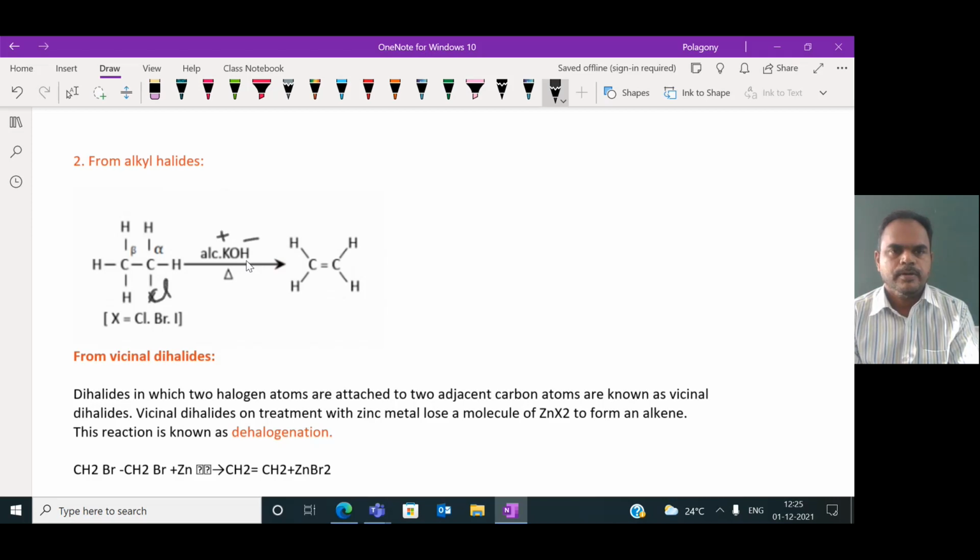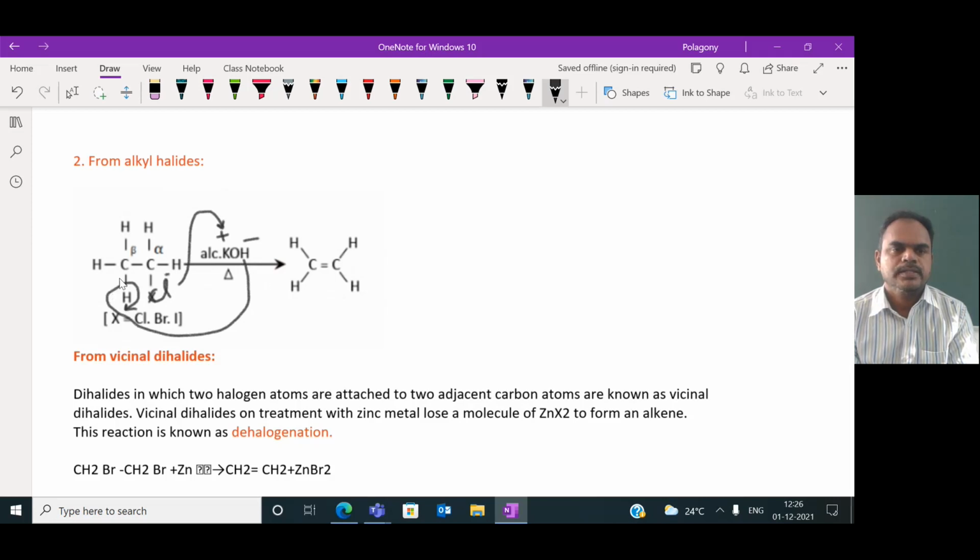In this dehydrohalogenation, the nucleophile cannot attack directly or substitute this chlorine, and the nucleophile is not that strong to remove this halogen. Since the chlorine is electronegative, it is attracted towards the potassium, whereas the nucleophile approaches and abstracts the proton from the beta carbon. The proton is abstracted by the nucleophile.